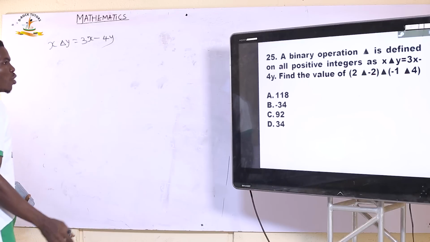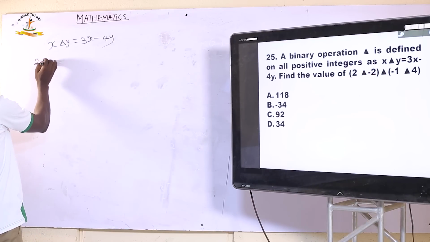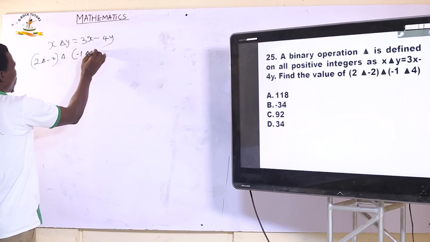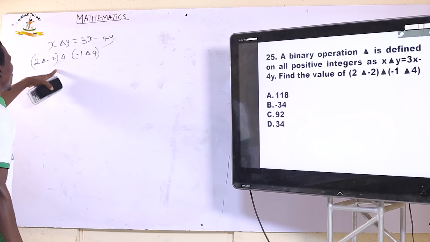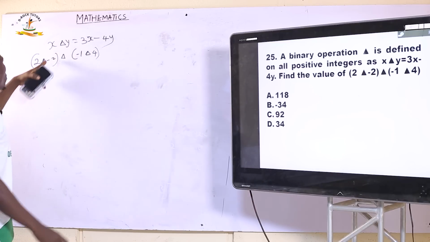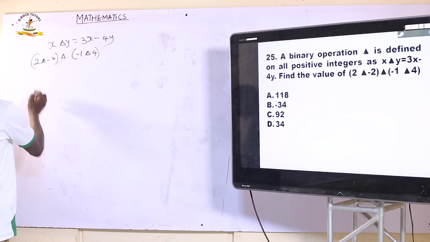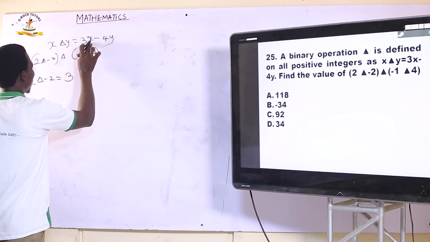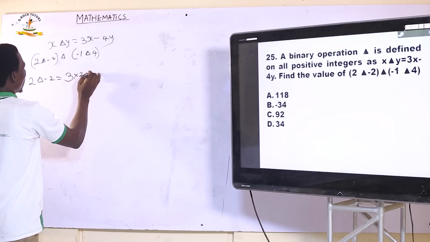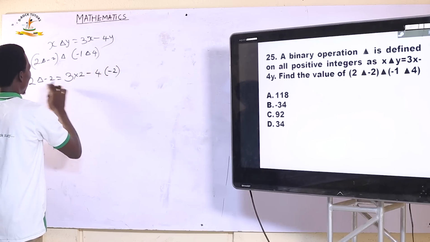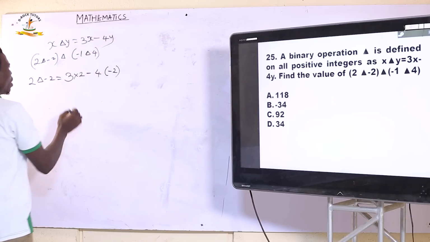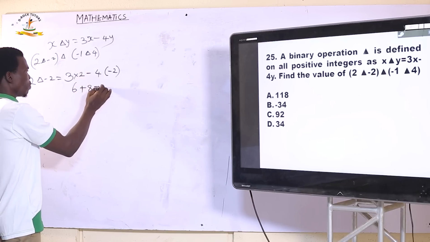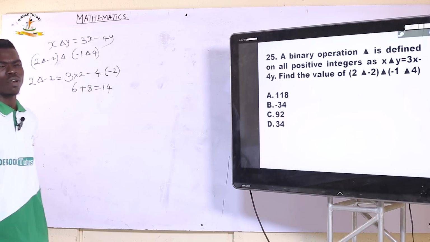So the question says we should look for the value of 2 delta minus 2, delta, minus 1 delta 4. Here, 2 delta minus 2 means we go back to our formula and put x equals 2 and y equals minus 2. So I start with 2 delta minus 2. It's simply going to be 3, instead of writing x, I put 2. So times 2 minus 4 times minus 2, because minus 2 represents y in this formula. So it's going to be 6 plus 8, and this is simply 14. So my 2 delta minus 2 is 14.